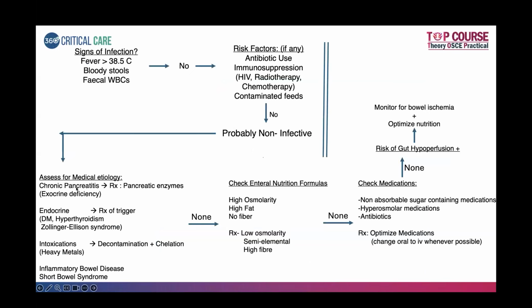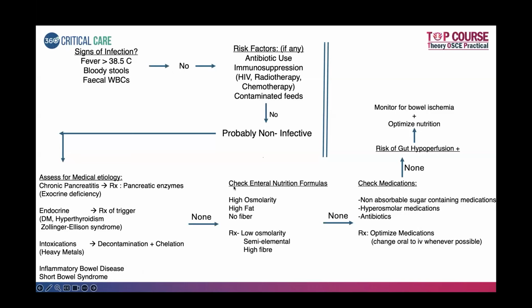So if there is chronic pancreatitis because of exocrine deficiency, then you need to give pancreatic enzymes. Whereas if it is endocrine, like diabetic autonomic neuropathies, hyperthyroidism, or Zollinger-Ellison syndrome, then you need to treat the triggering factor. So if there is intoxications like heavy metals, you need to decontaminate and chelate. For inflammatory bowel disease and short bowel syndrome, again, you need to treat the underlying precipitating factors and consider immunosuppression therapy.